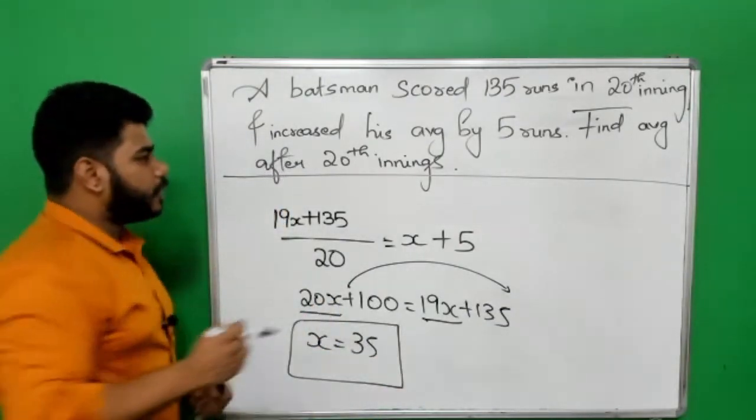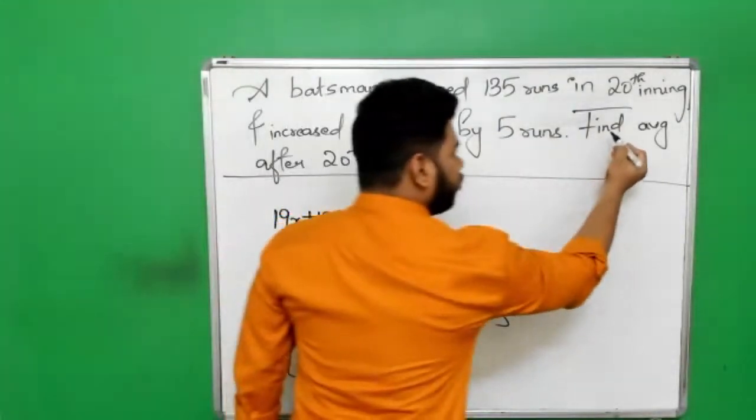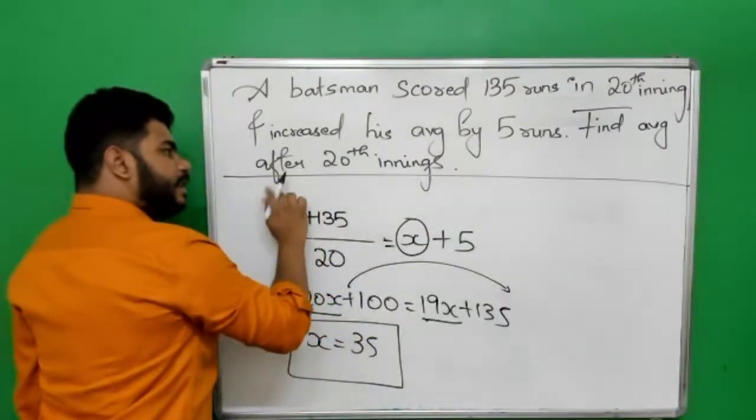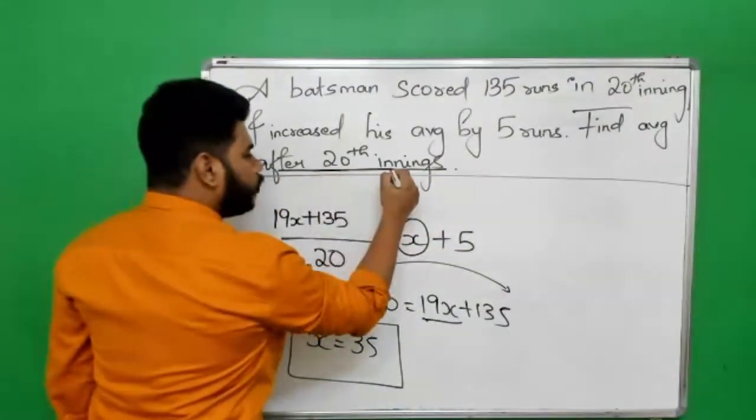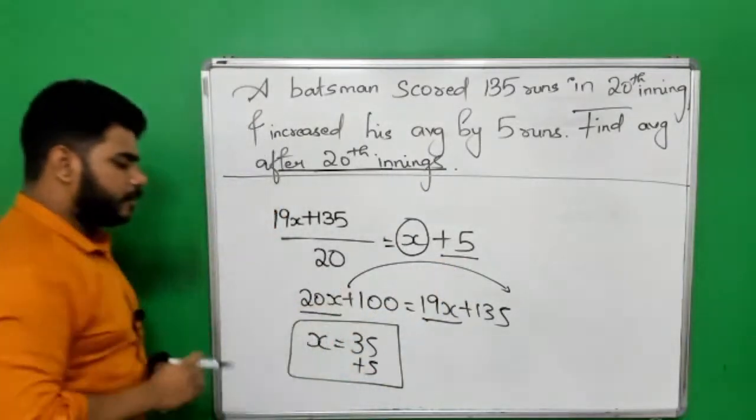What is this X equal to 35? This is his initial average. But in the question, what are they asking? Find his average till the 19th innings or after the 20th innings. After the 20th innings, no sir, it increased by 5. So the answer should be 35 plus 5.